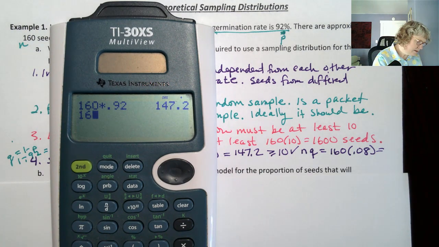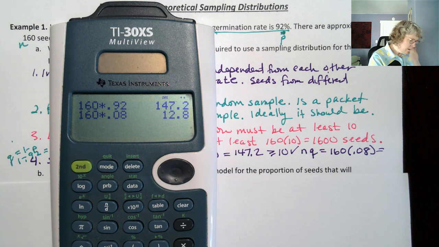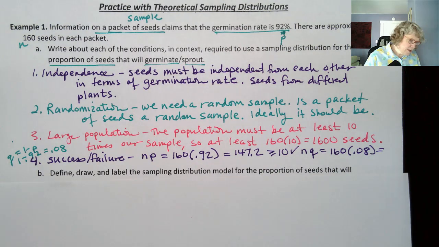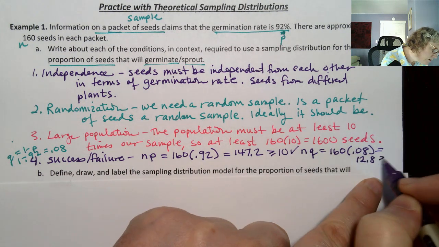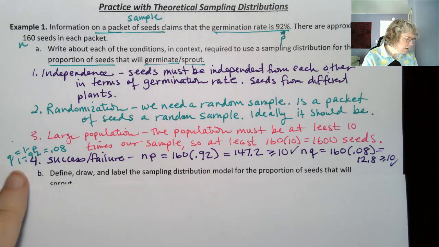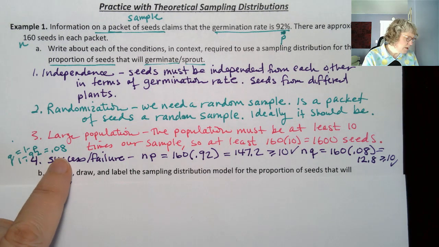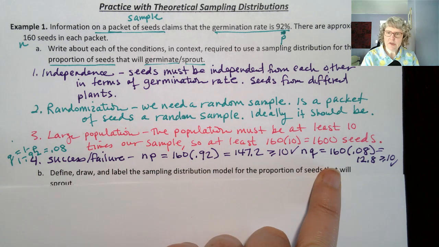So 160 times 0.08. This is the smaller one, so this is actually the one we're concerned about, right? But we just check both directions. 12.8. Okay, so just barely. 12.8 is greater than or equal to 10, so I'll check that off as well. Okay, so that's how we check our success failure condition. We find our Q, 1 minus P, and we test N times P and also N times Q.